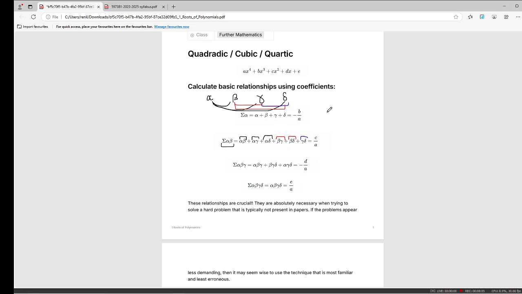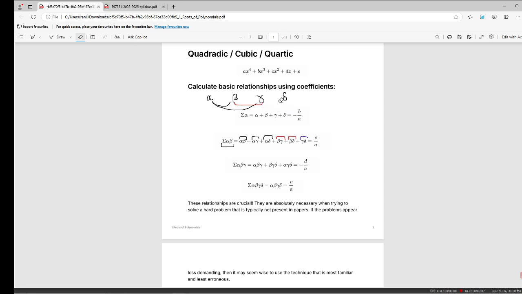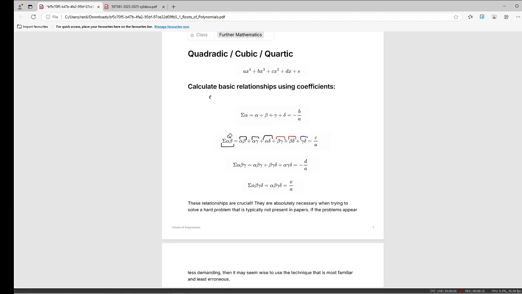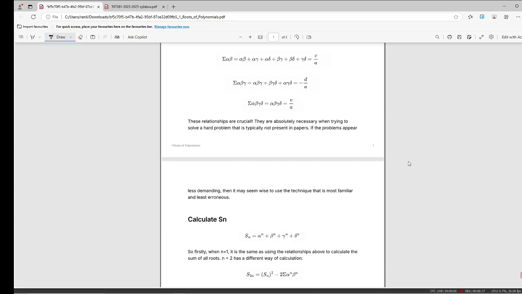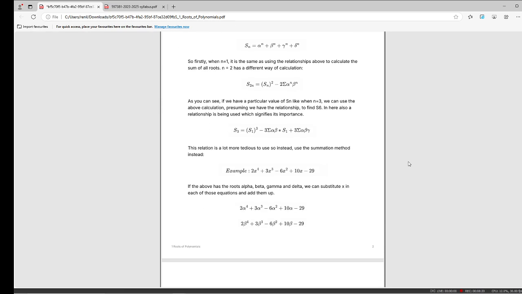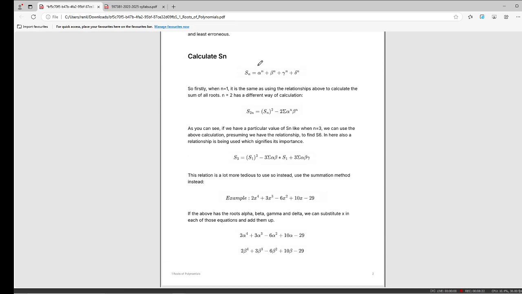So if we learn these relationships right here, it provides a really good base to understand roots of polynomials. Understanding these would lay a solid foundation. So let's move on to the next part, calculate Sn. This may sound a bit tricky, but it's in fact one of the easiest things. First of all, to understand what Sn is, it is commonly represented as Sn equals alpha to power n plus beta to power n plus gamma and so on. What this means is we're going to raise our roots to the power of n.